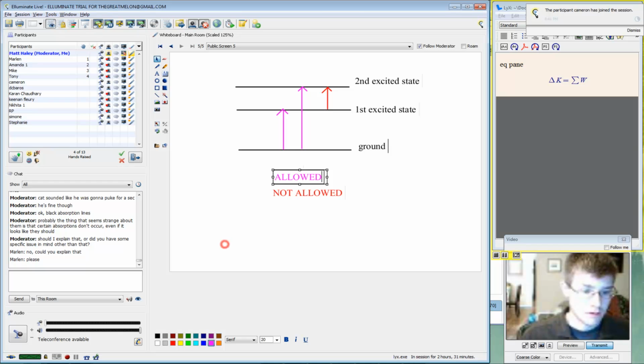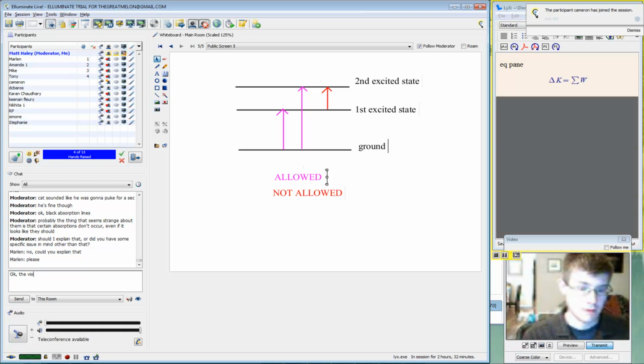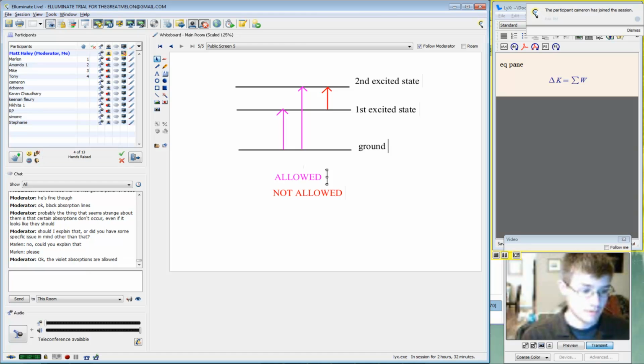Well, I had made a mistake there because I used the wrong color. Okay, well that's what I meant to do. The violet arrows were allowed and the red one was not allowed. And you can see me explaining that to the student in the text box here.